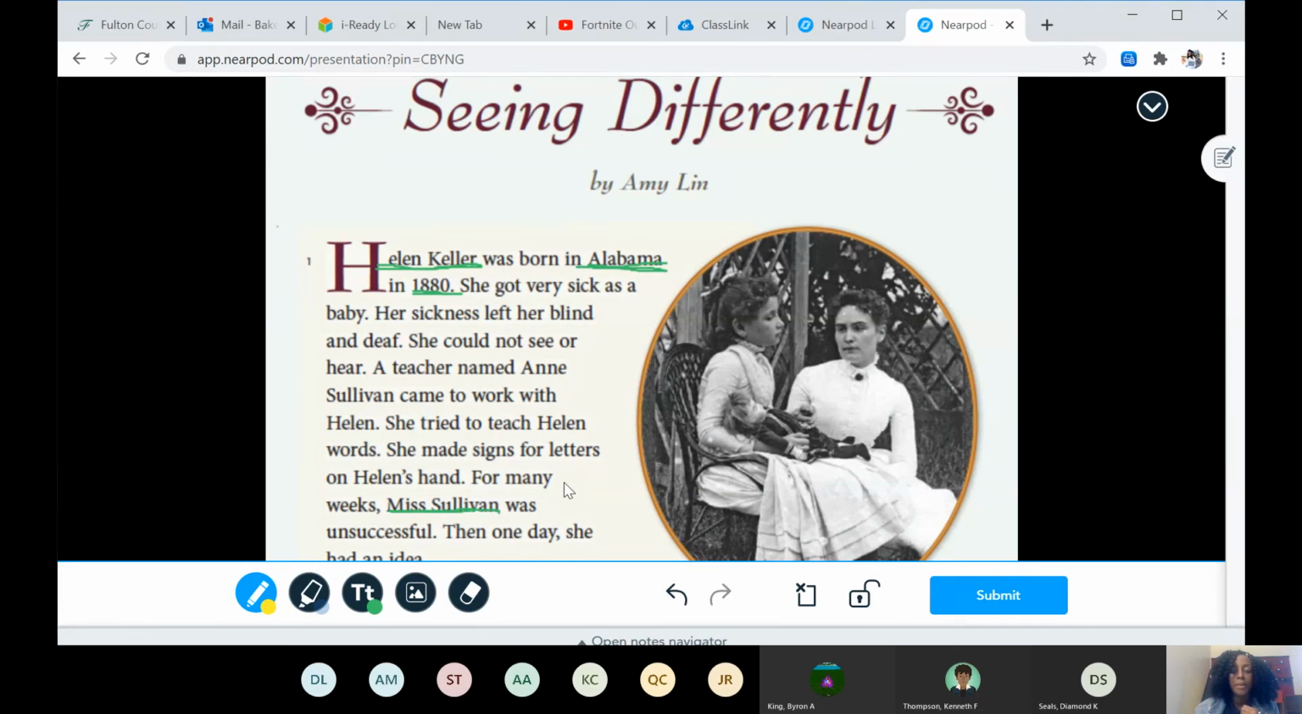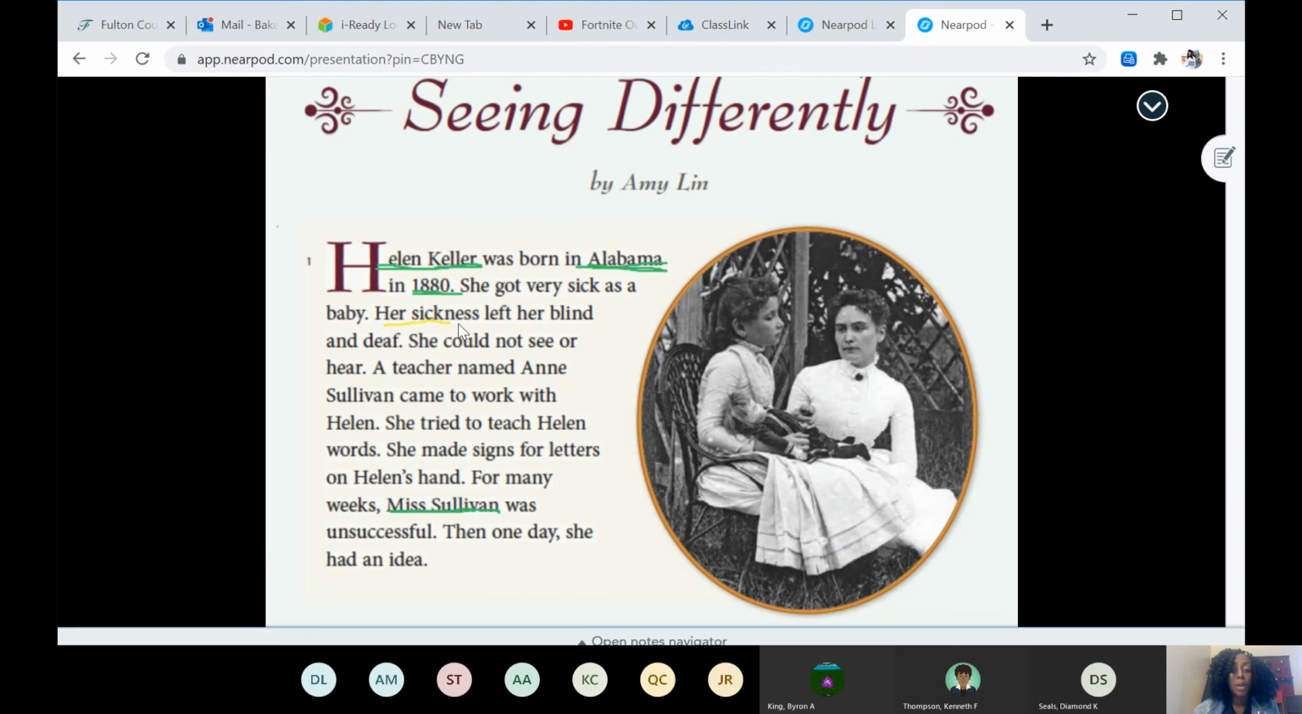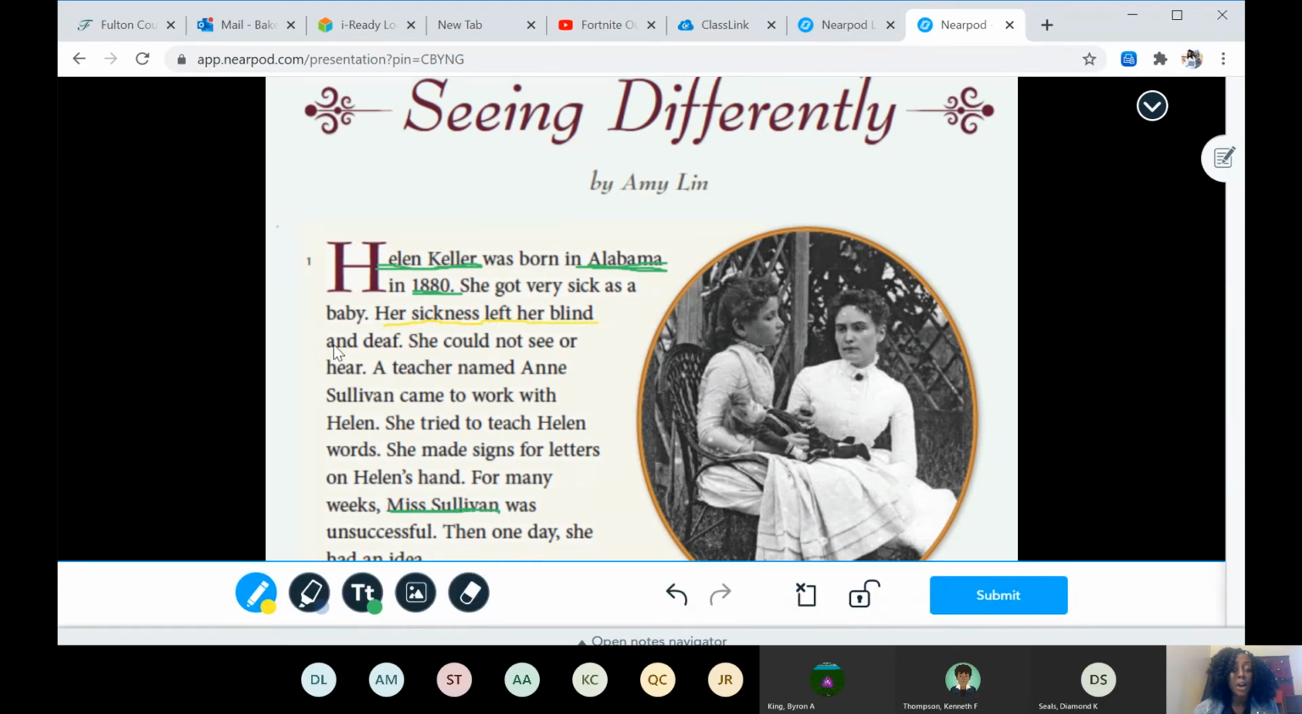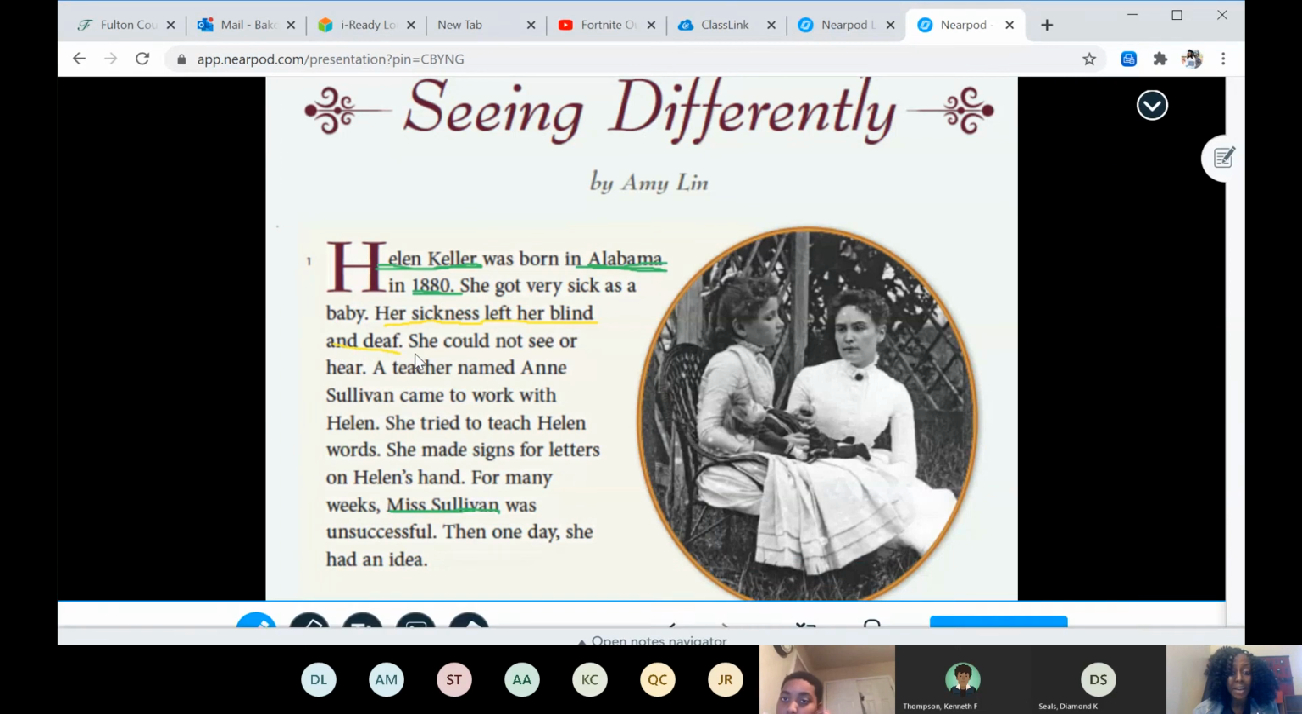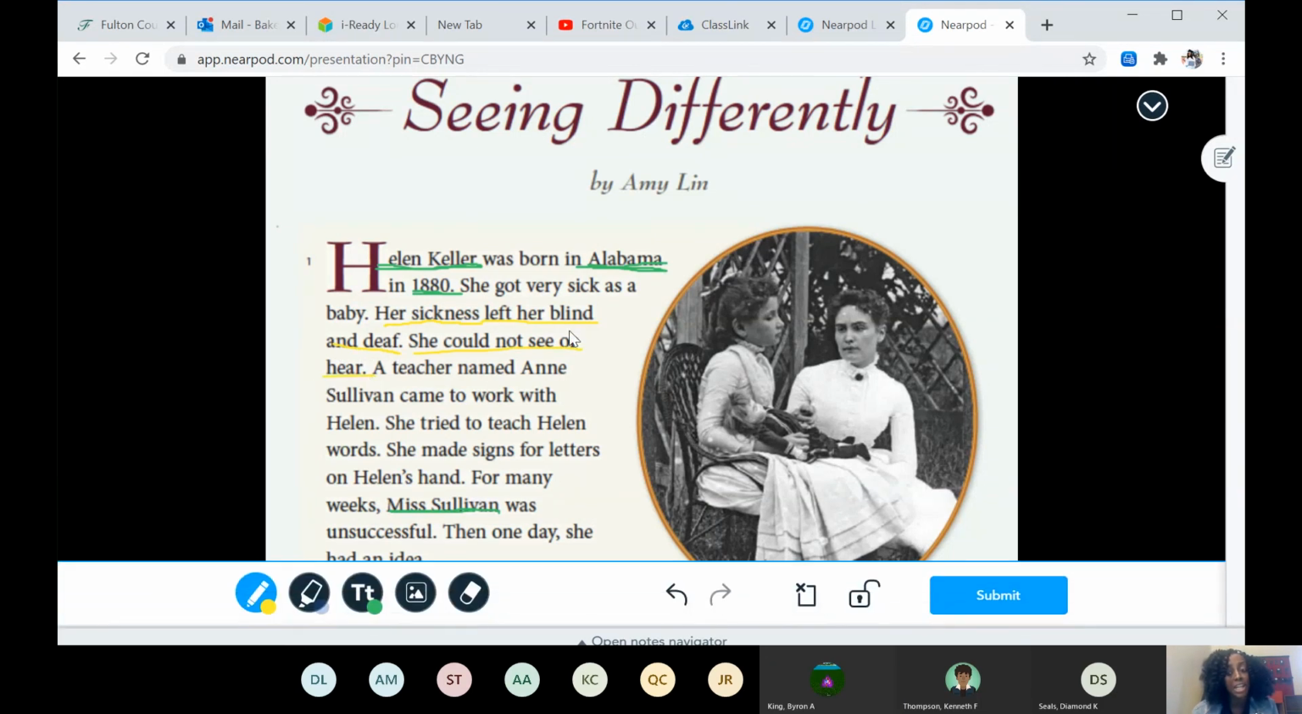What did we learn about the actions of Miss Sullivan and Helen Keller? She couldn't see. Okay, that is definitely important. That is so correct. So her sickness, and this is Helen Keller, it left her blind and deaf. Helen could not see and she could not hear. Could you imagine if you were blind and deaf?